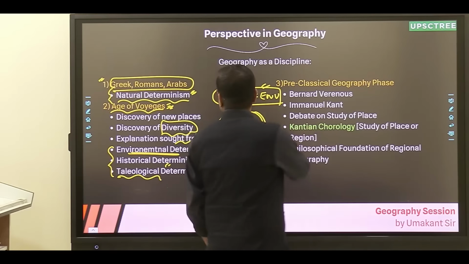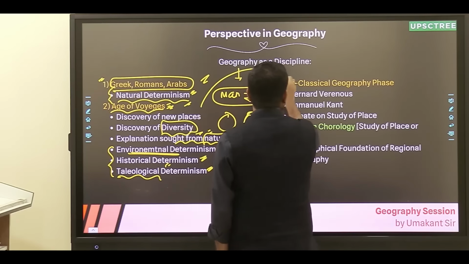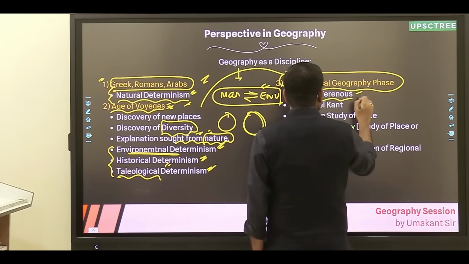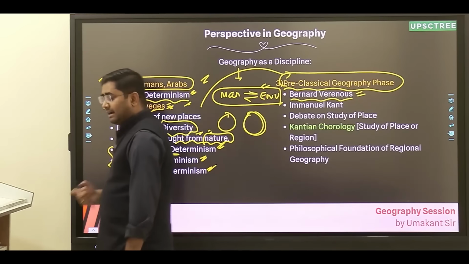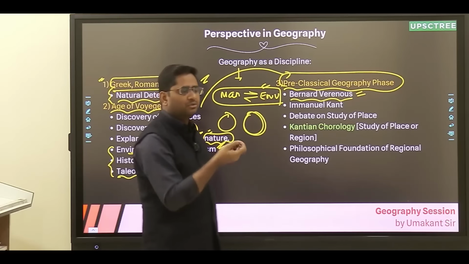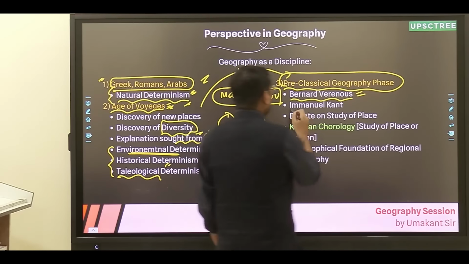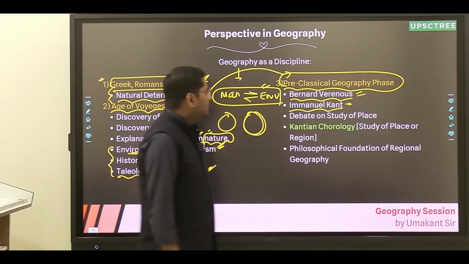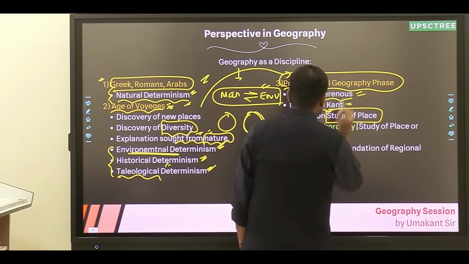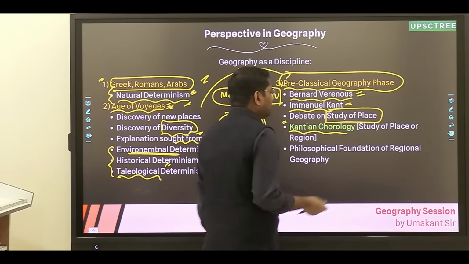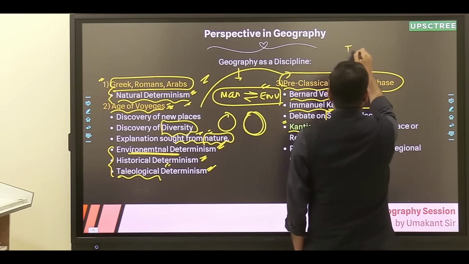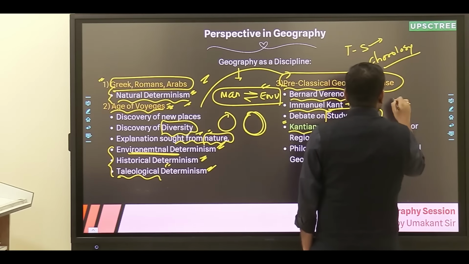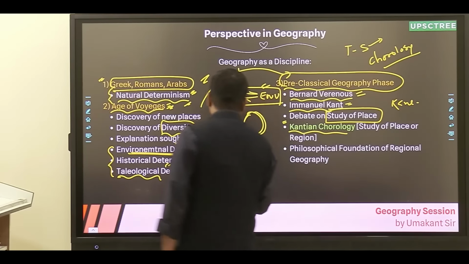Now next, from Greek, Roman, Arab, from the age of voyages, we slowly migrate into the pre-classical geography phase. Okay, two important philosophers will be there. I want you to remember their names: Bernard Varenius and Immanuel Kant, two most important philosophers. They are not geographers because geography is not a subject yet. Keep that in mind. Okay. So Bernard Varenius, I think he was a map maker, and Immanuel Kant, obviously, he was a professor. Now, there will be a debate on the study of place. At this point of time, Kant will talk about what? Chorology. Chorology, as I told you, geography has a time dimension and a space dimension. When you study the space dimension, it becomes chorology. And Kant will talk about that. And Kant also will talk about what?